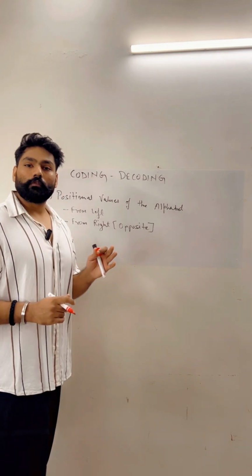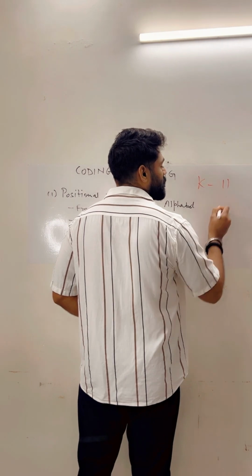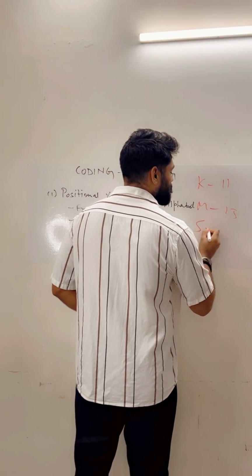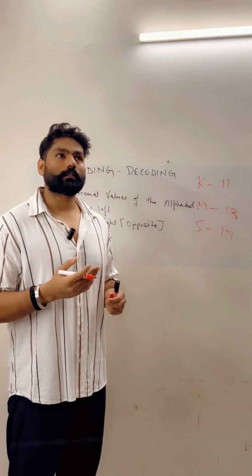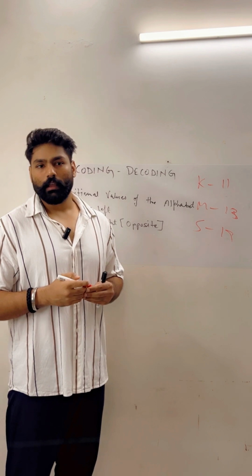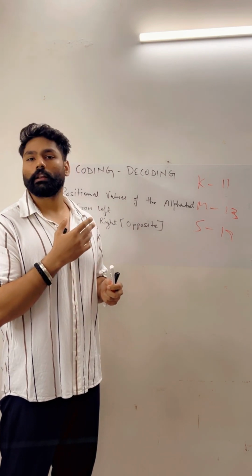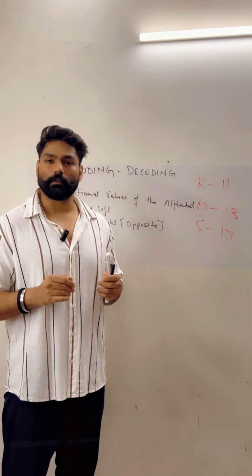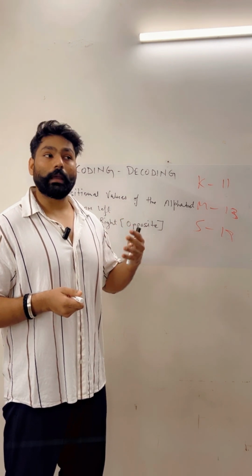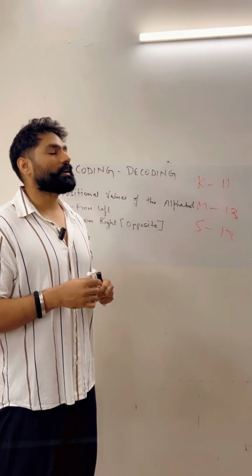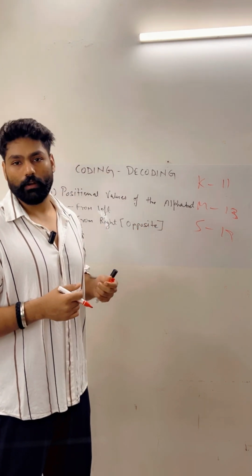For coding and decoding, you first have to learn the positional values of the alphabet. Like K comes on 11, M comes on 13, S comes on 19, and you have to learn it by heart. For that, I suggest you write it on a paper and stick it on your study table, so that whenever you pass by or you are getting bored of the subject you are reading, you just look at the page and you'll memorize it. And when you memorize it, it's like a piece of cake to complete the questions coming in coding and decoding.